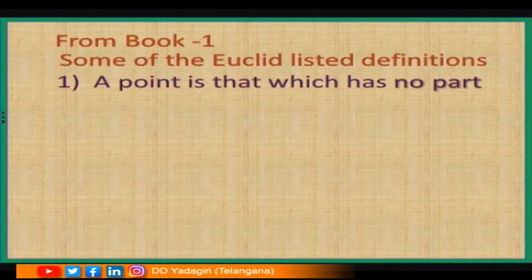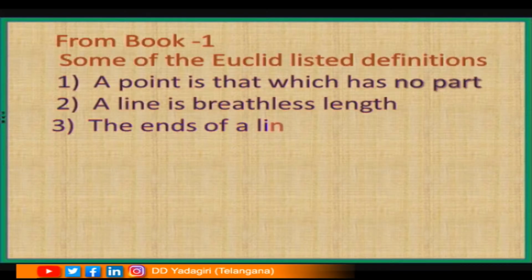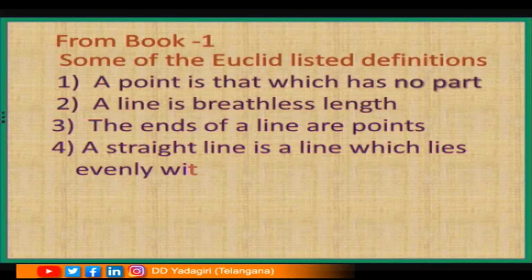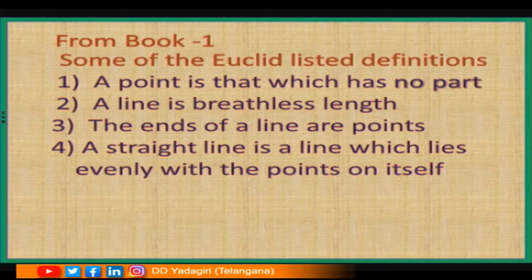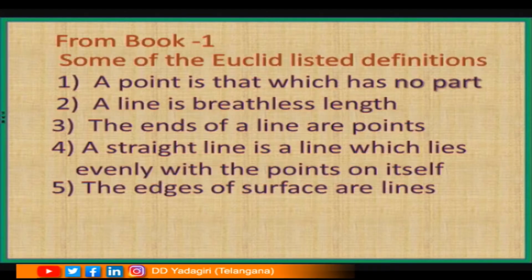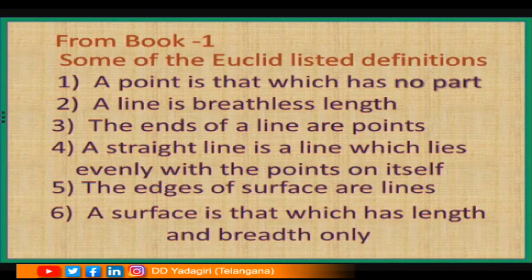From book 1, some of Euclid's listed definitions; we cannot discuss all of them, but let us have some of them here. A point is that which has no part, as we have just now discussed. When solid became plane, plane became line, line became point. A line is a breadthless length. The ends of a line are points. A straight line is a line which lies evenly with the points on itself. A surface is that which has length and breadth only, that means it does not possess any kind of height, that is what he meant to say here.